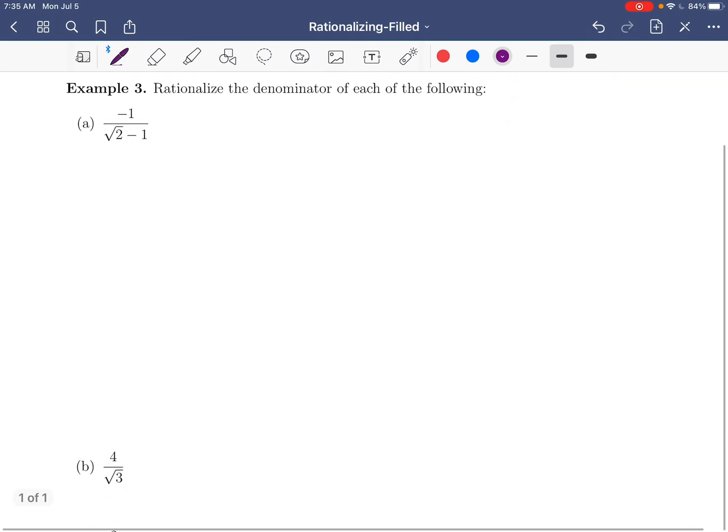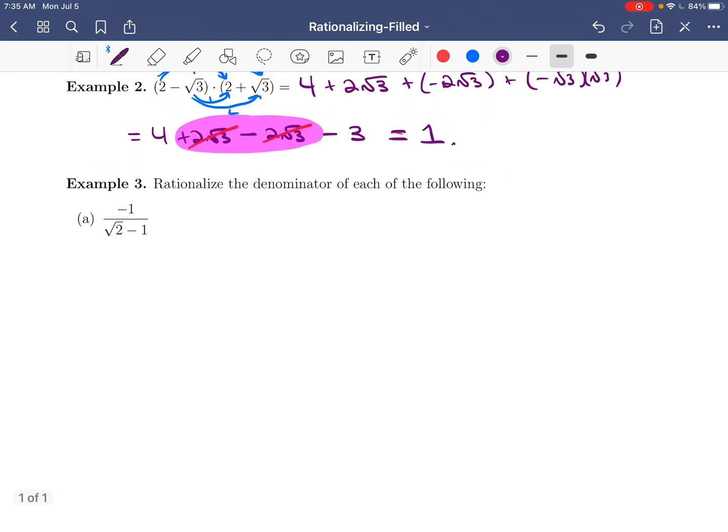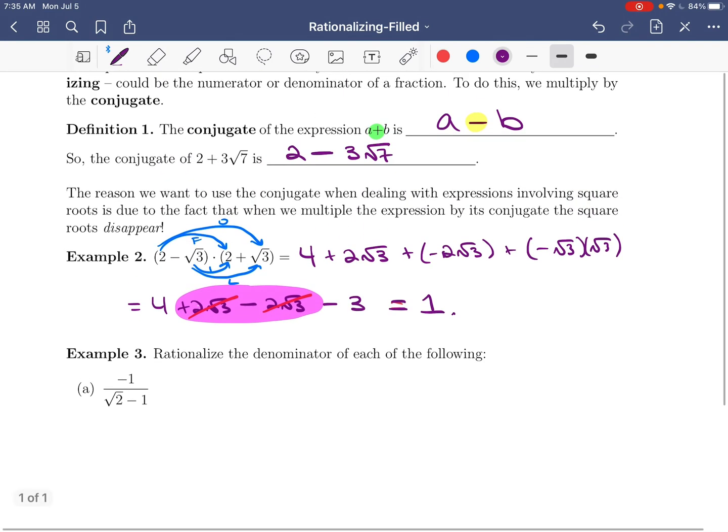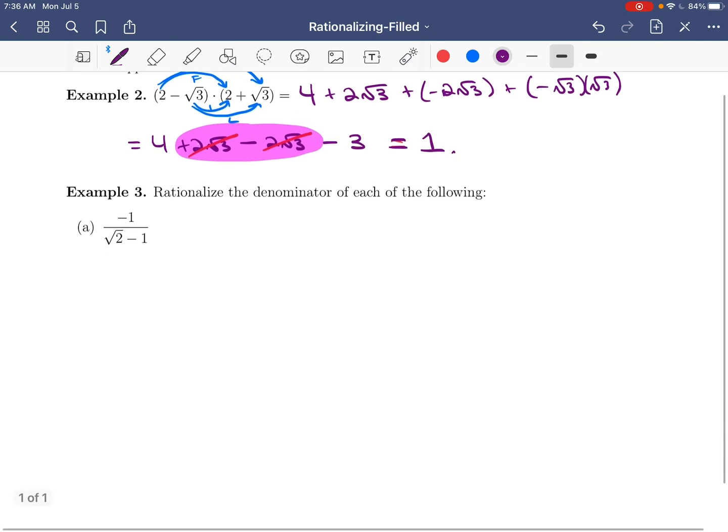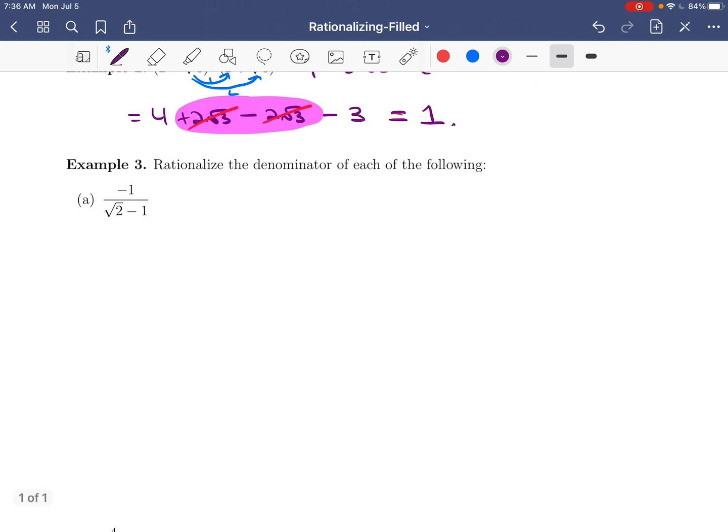Okay, so let's try an example. Let's say I wanted to rationalize this denominator. And I should have mentioned earlier, we don't always have to rationalize a denominator. In our class, sometimes we're going to want to rationalize the numerator. This is just a trick we have to rewrite an expression. So sometimes it will be useful to rationalize the numerator, but here we're going to do the denominator.